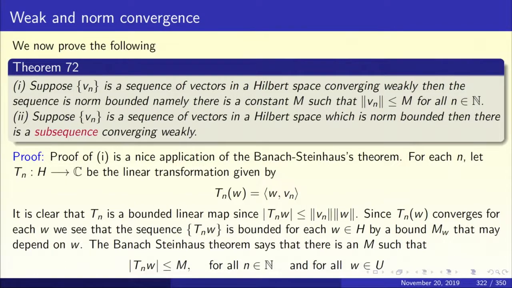That is, there exists a constant M such that the norm of Vn is less than or equal to M for all natural numbers n. Okay, that's the first part of the theorem. The second part says that if Vn is a sequence of vectors in a Hilbert space which is norm bounded, then there is a subsequence converging weakly. It is a partial converse of 1, namely norm boundedness implies weak convergence of a subsequence.